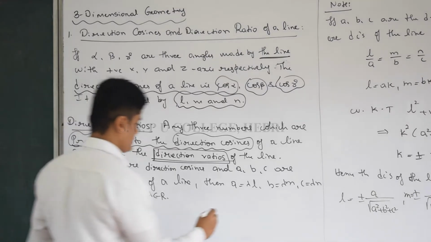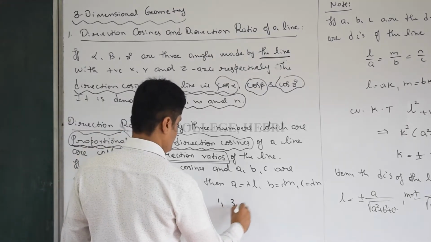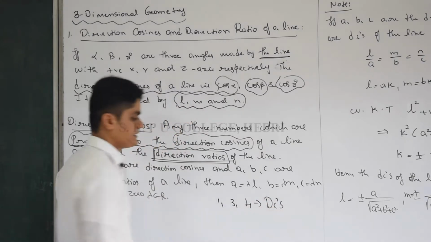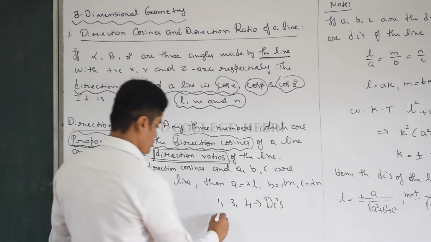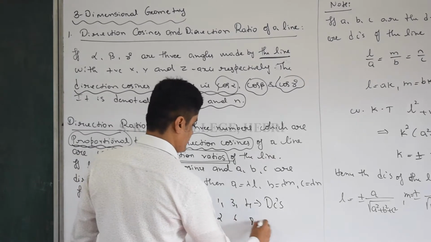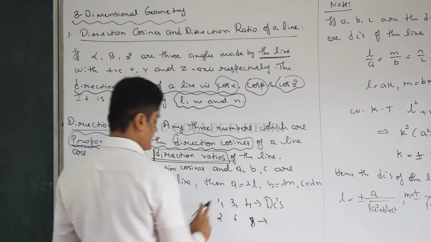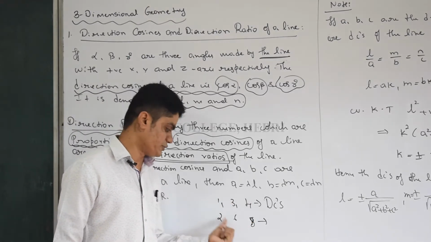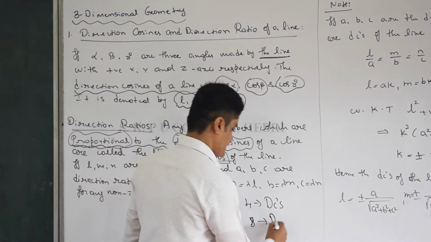Proportionality, for example, 1, 3, 4. Suppose these are the direction cosines. 2, 6, 8 are numbers which are directly proportional to 1, 3, 4. Multiply these three numbers by 2 and you get 2, 6, 8. And these are called direction ratios. That's it.